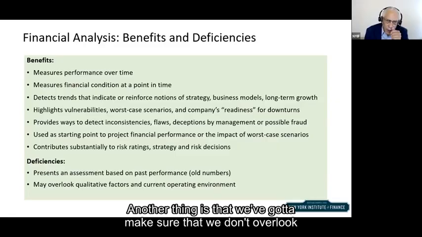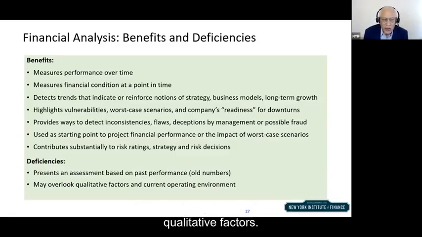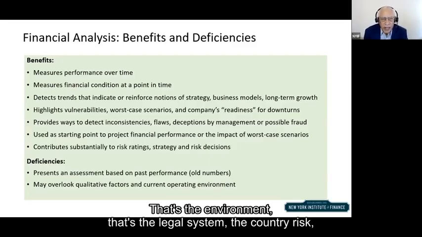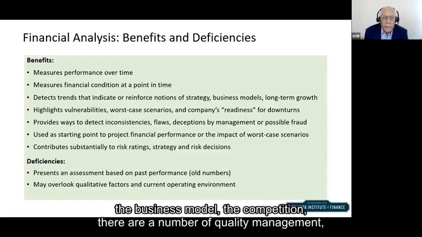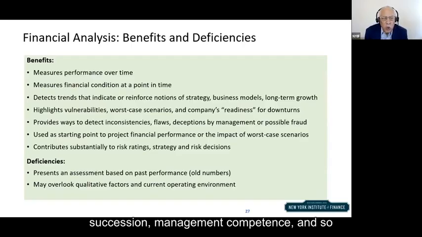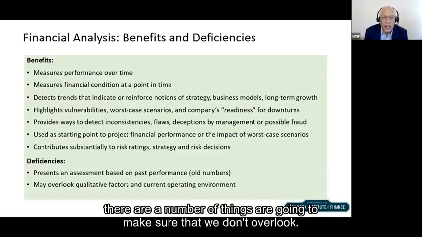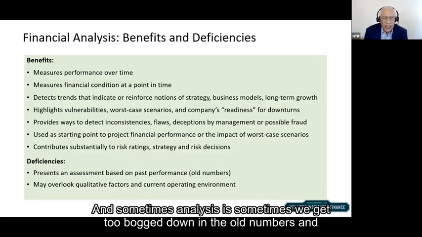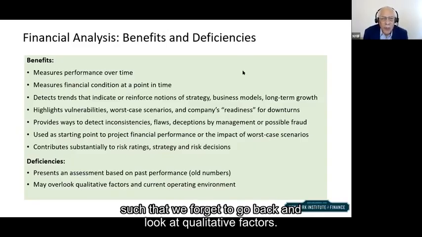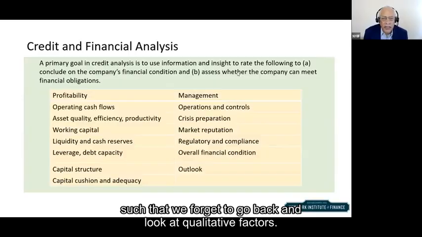Another thing is that we've got to make sure that we don't overlook qualitative factors. That's the environment, the legal system, the country risks, the business model, the competition. There are a number of qualitative factors, management succession, management competence. And so there are a number of things we need to make sure we don't overlook. Sometimes we get too bogged down in the old numbers and forget to go back and look at qualitative factors.